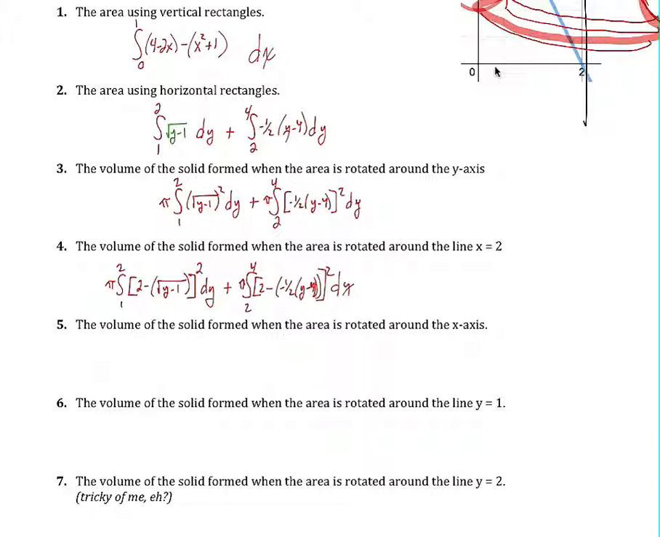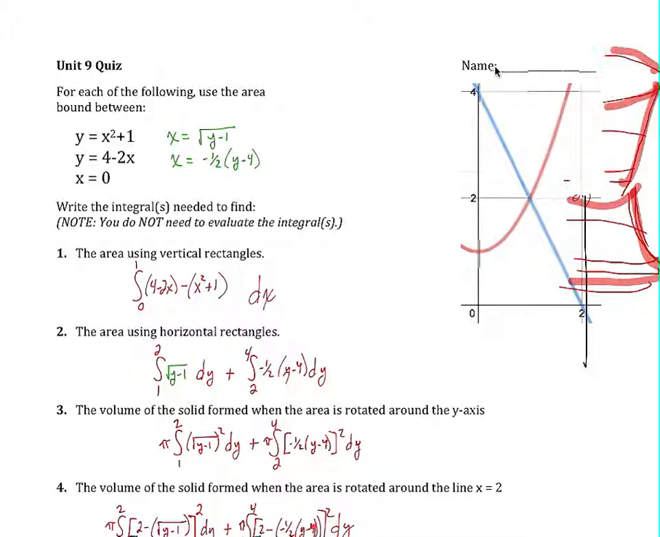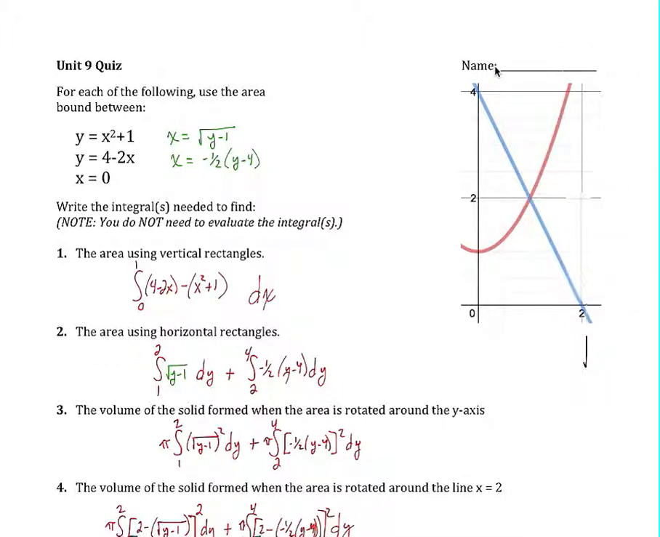Alright. Next, if we take this and we rotate our shape around the x-axis, what we're going to end up with is a washer, and boom, boom. The washer is going to look something like this. Each one of those washers.